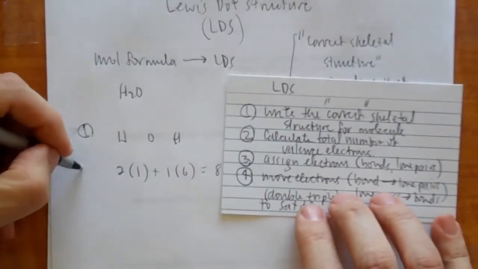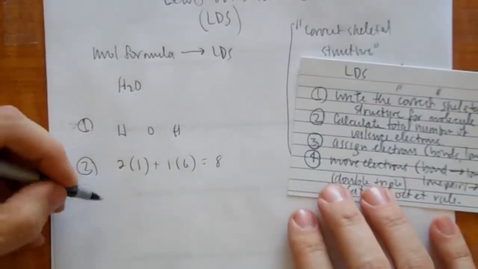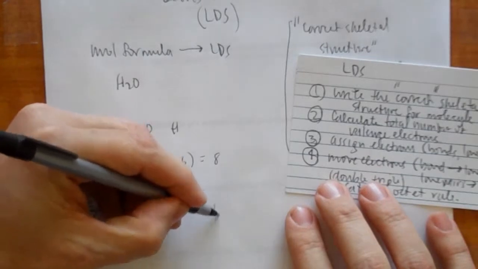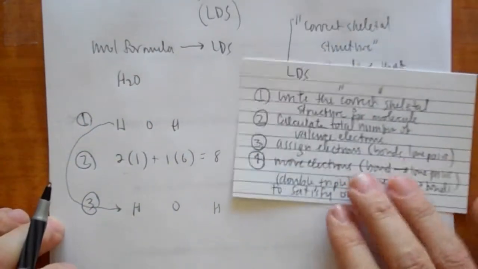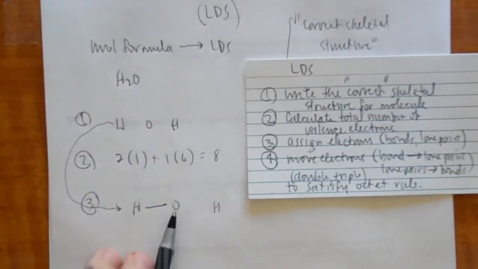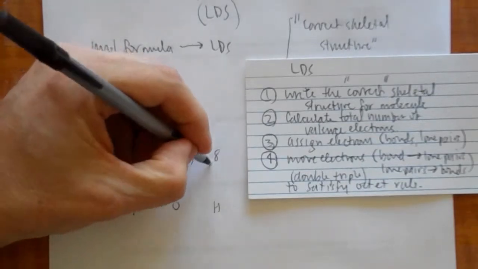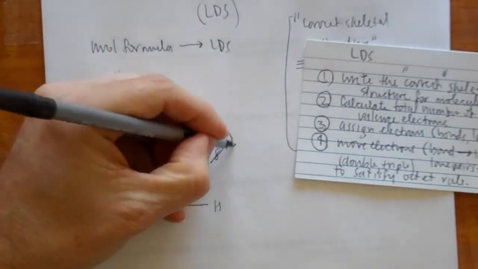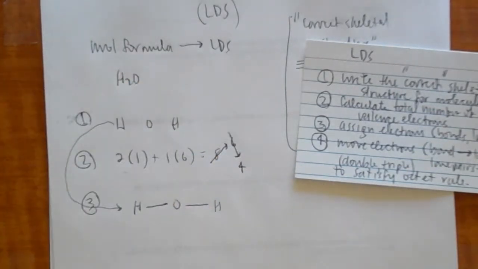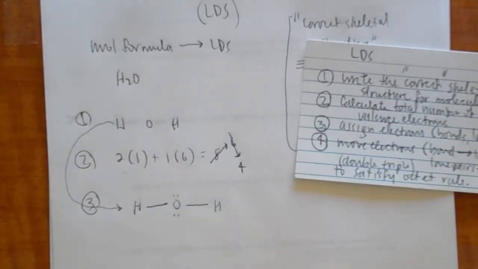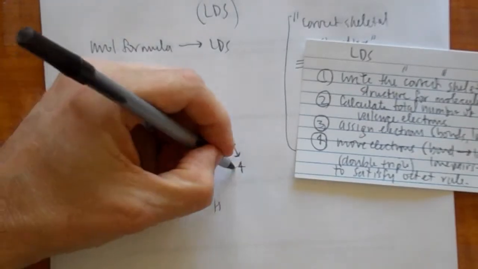Alright, so we've done that. Step 2 is 8 valence electrons. Step 3, and I'm going to redraw this down here, H, O, H, just so we can demarcate which step is which. Assign the electrons. I implied these were next to each other, bonded, so I'm going to put a bond between them. That's 2 electrons, so I've got 6 left to assign. There's 2 more, so I've got 4 left to assign. I'm going to put a lone pair here and a lone pair here. And so I've assigned all of them.